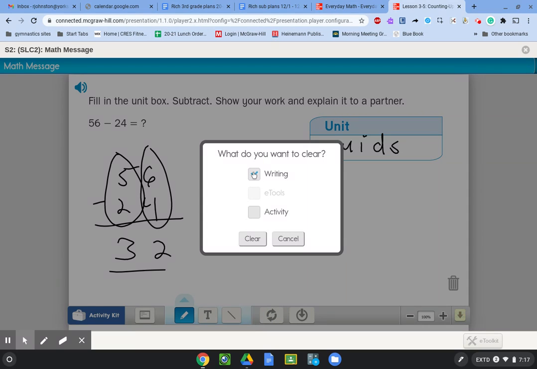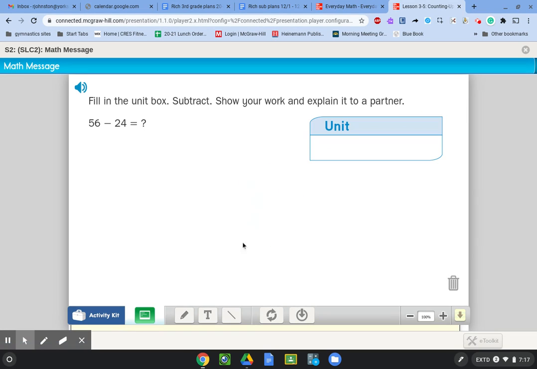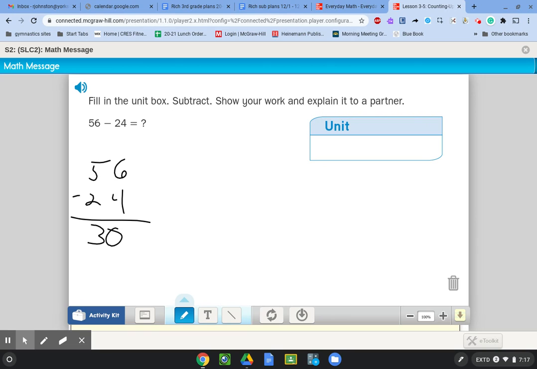Another way could be, you might have set it up kind of the same way. 56 minus 24, but you might have said, I'm going to do my tens first. 50 minus 20 is 30. And then you've got 30, and then you would have had to say, but it's really 36, and 36 minus 4 is 32. So that's another way you could have gotten it.